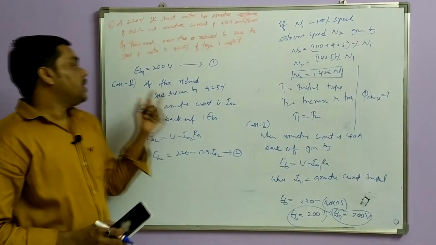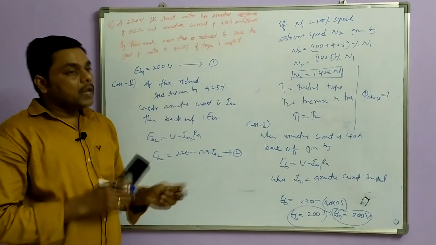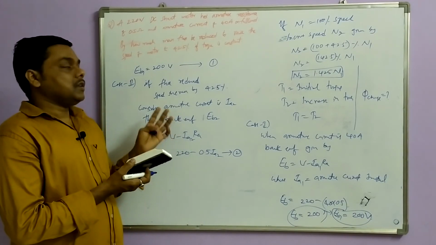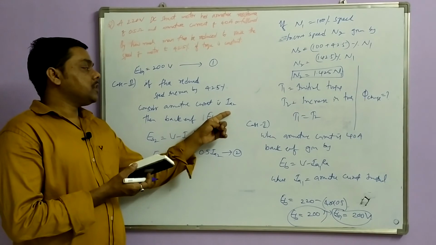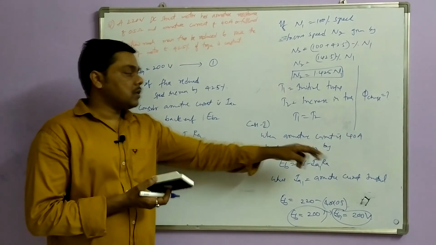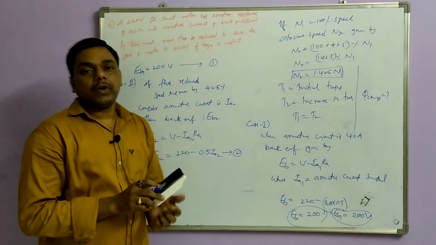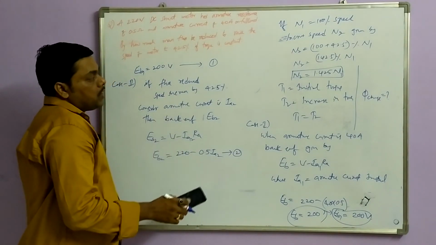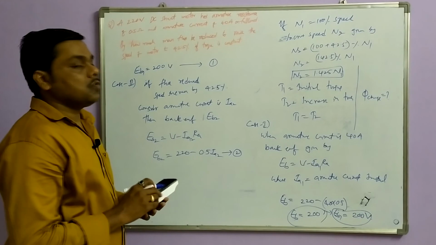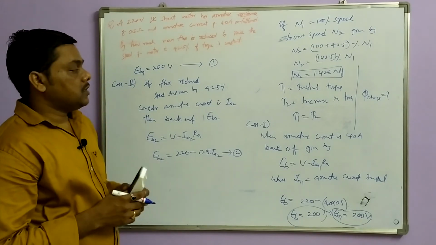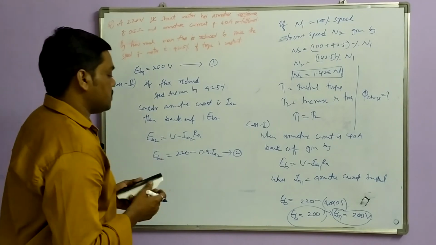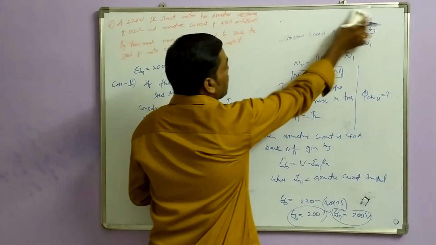EB1 belongs to 40 amperes and EB2 belongs to the changed case. When flux changes, speed also changes and the armature current also changes. So I am calling it Ia2; it's not 40 amperes for this case. Now that we know the two equations, let us go for the current relations, torque relations and back EMF relations.